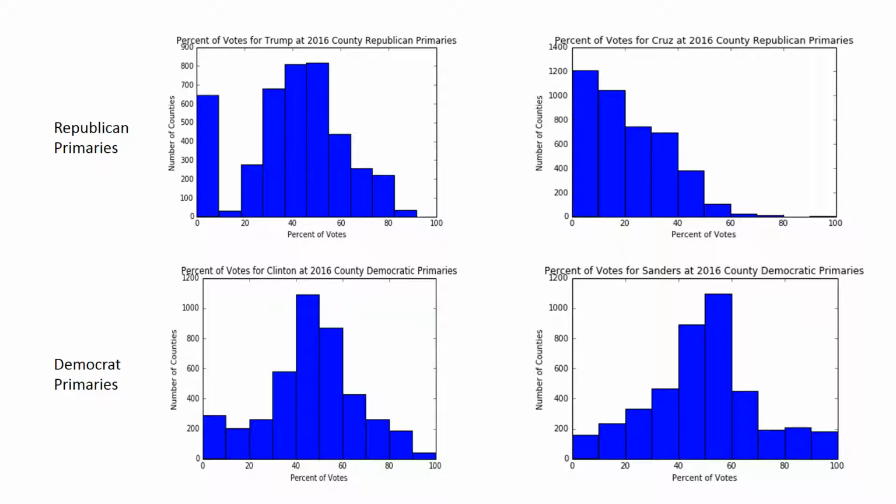Over 4,000 Republican primaries reported less than 50% of the total vote for Cruz. The distribution for Sanders is similar to the distribution for Clinton. Around 1,100 Democratic primaries reported 50 to 60% of the total votes for Sanders. If the histograms show that more primaries had higher percentages of votes for Sanders than Clinton, this may indicate that the Democratic primary was rigged in favor of Clinton.